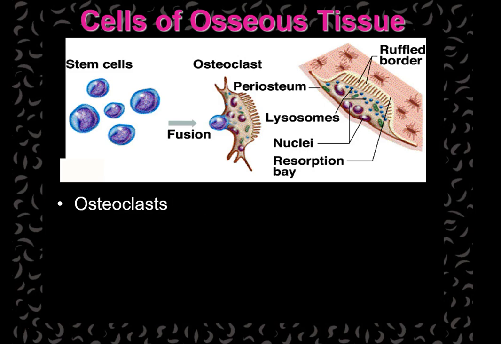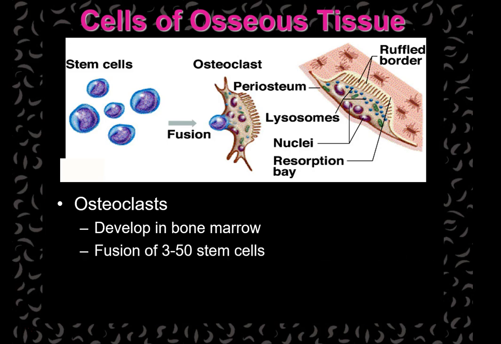So, the osteoclast is the second cell. It's a bone dissolving cell. These develop in the bone marrow. They're from stem cells as well. They're a large cell, so it's usually about 3 to 50 stem cells fused together to form one of these osteoclasts, and they reside in these bays called resorption bays.